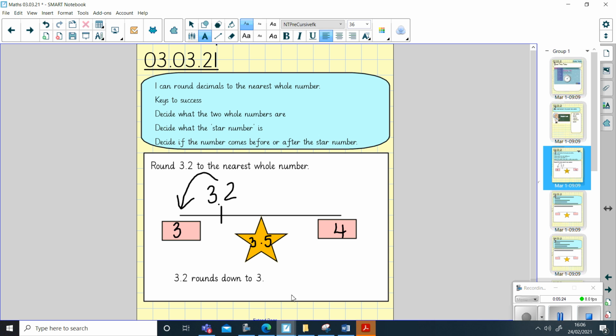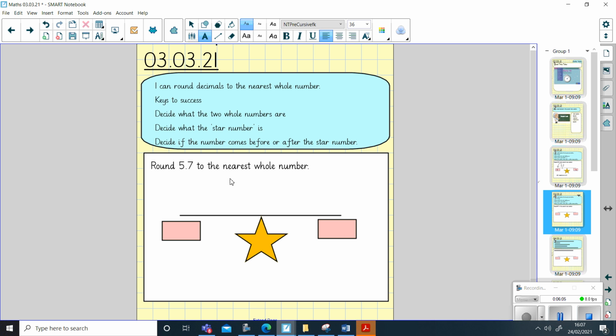Okay? So I thought about my whole numbers. I decided what my star number was going to be. Remember, it will always be 0.5 and then the number from this box. And then I decided whether my 3.2 came before or after it. If the tenths number is less than 5, that number's going to round down. It's the same as the other rounding rules. If it's 5 or more, it will round up. But I just want to show you using this star system, just to make it really clear to you.